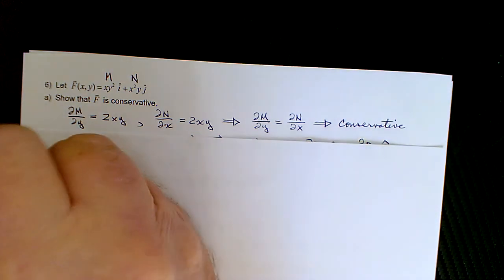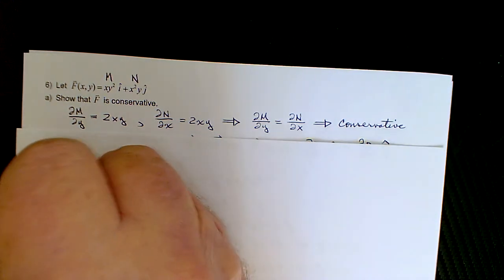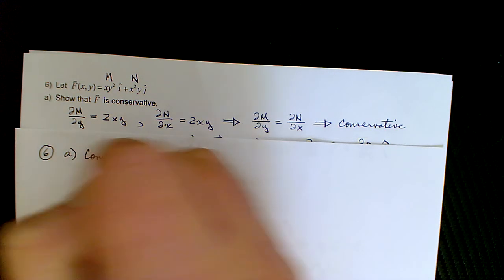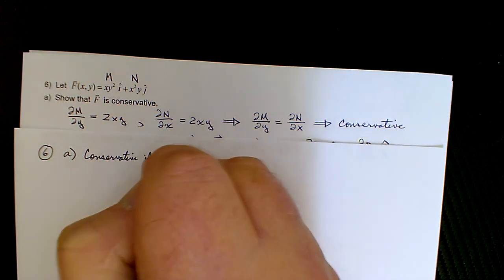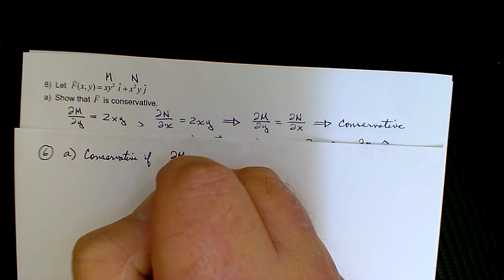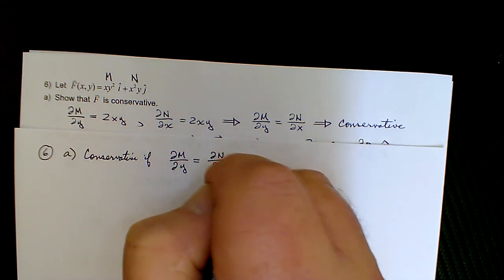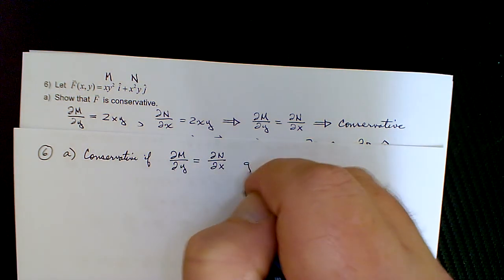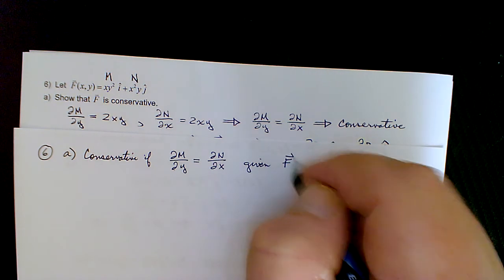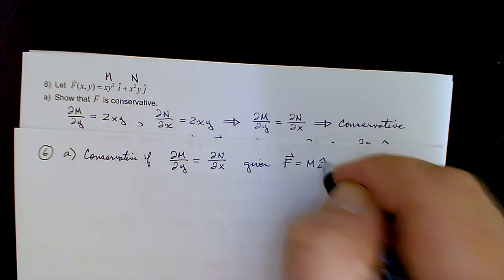So first off, in part A, it's conservative if the partial of m with respect to y is equal to the partial of n with respect to x, and that's given that your vector field f is mi plus nj.